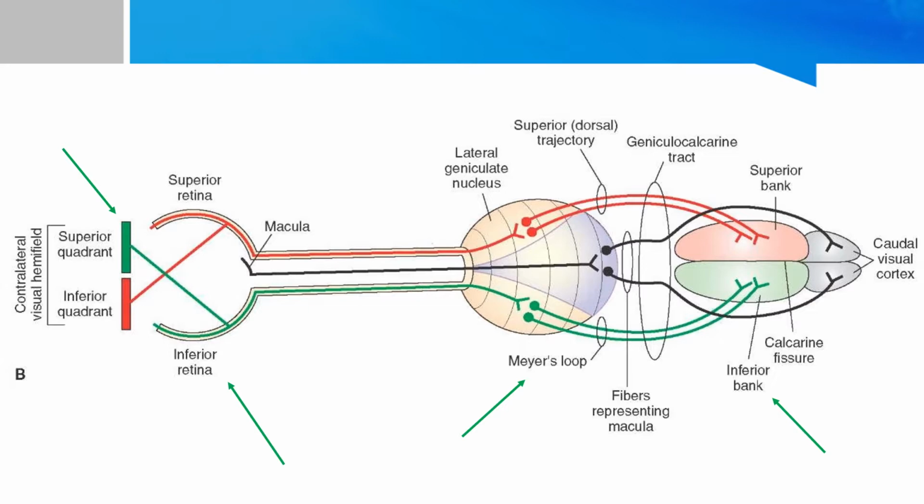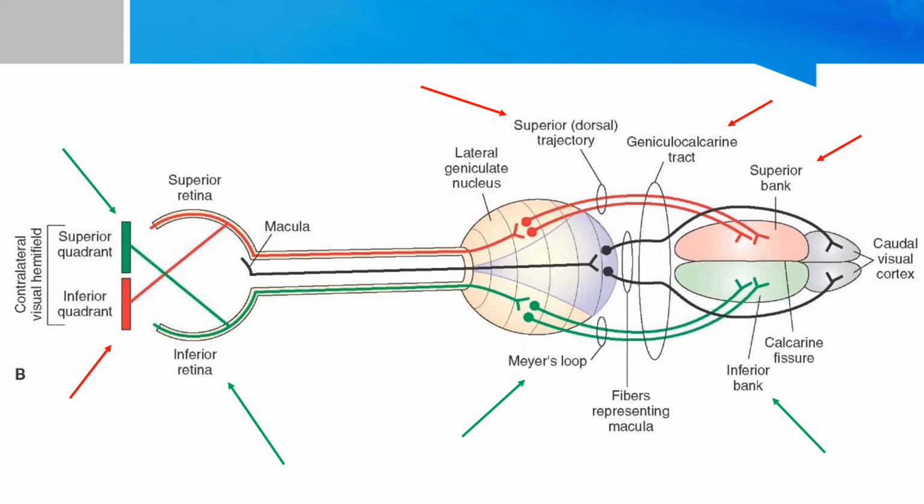Now conversely, light from the inferior quadrants will enter the superior retina, go to the LGN, and then travel to the superior trajectories of the geniculo-calcarine tracts, and then project to the superior bank of the calcarine fissure, and therefore the top of the brain sees the inferior visual field.